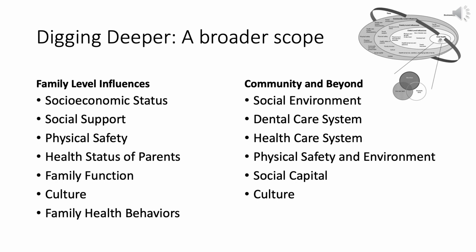As we dig deeper and take a broader scope, as I mentioned on the last slide, toothbrushing behavior is so important to address at the family level. So the family level influences are socioeconomic status, social support, physical safety, the health status of parents, the family function, the cultural beliefs, and the family health behaviors. So one example that I explore in my own work and team that I work with is really family function.